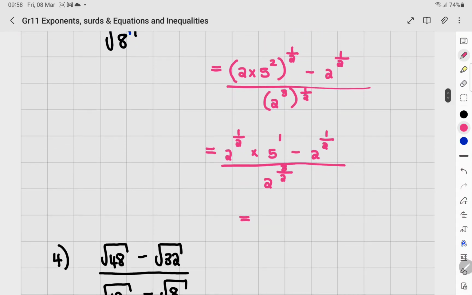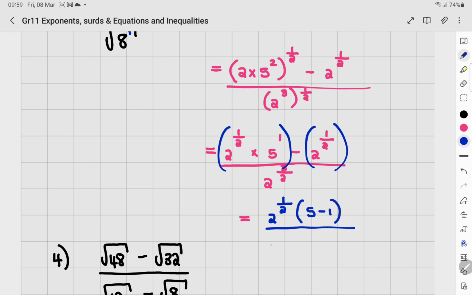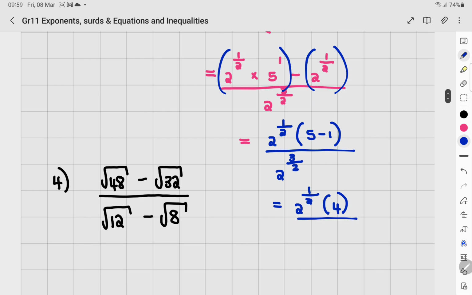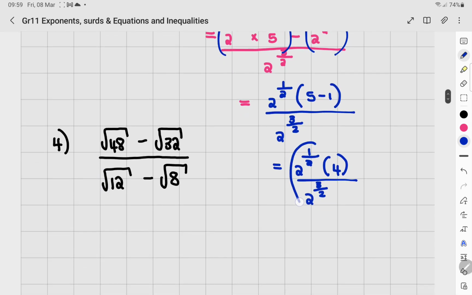All right, so I have to factorize. So can you see that we've got one term over here and another term over there? So I'm going to take out 2 to the power of half, and what is left? 5 minus 1, all over 2 to the power 3 over 2. So that will become 2 to the power half times 5 minus 1 is 4, divided by 2 to the power 3 over 2. And then I can simplify this over there.